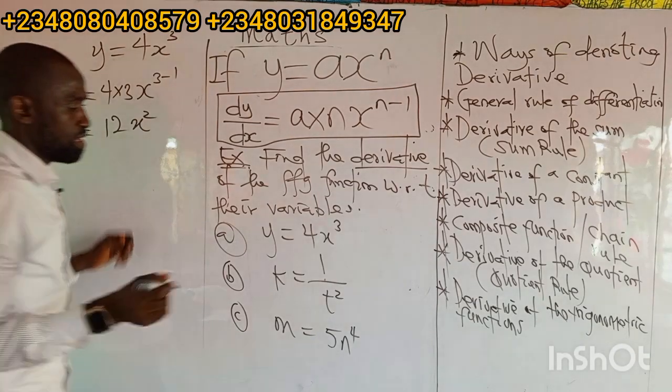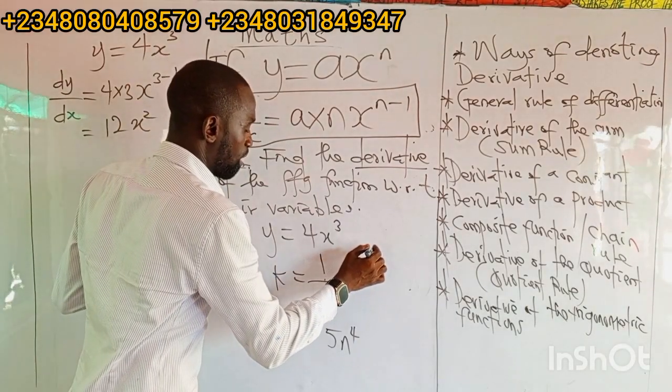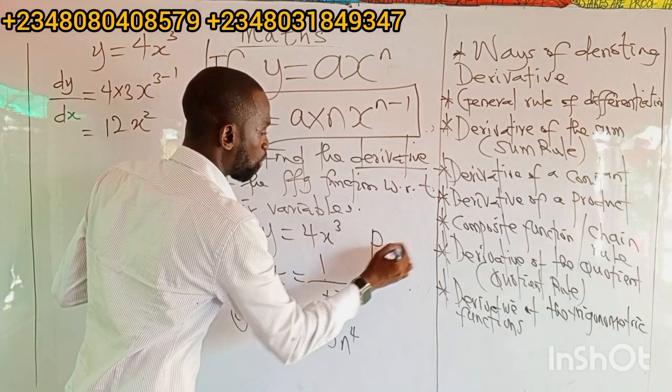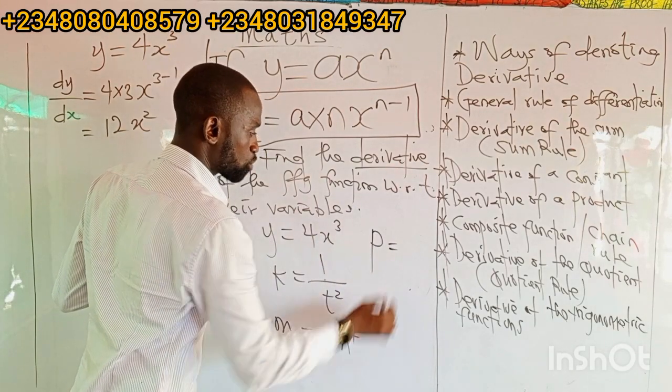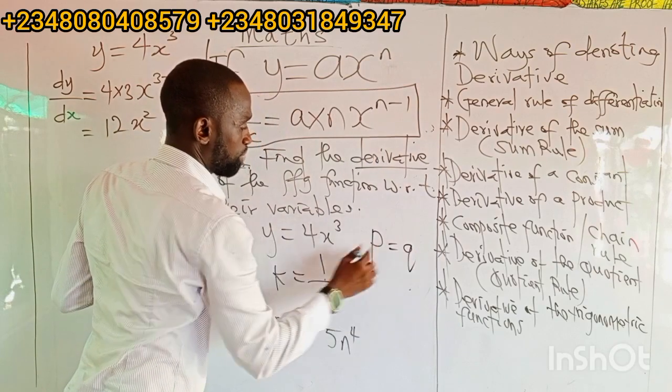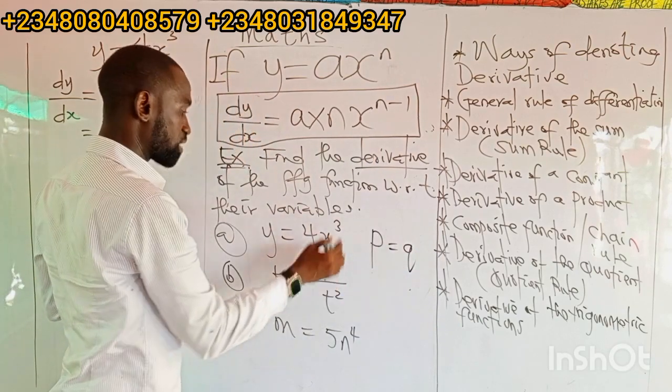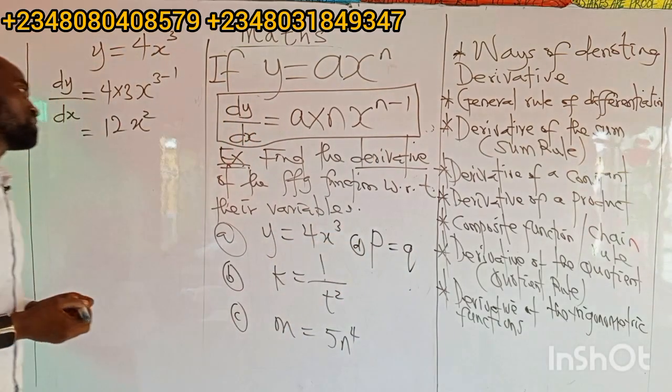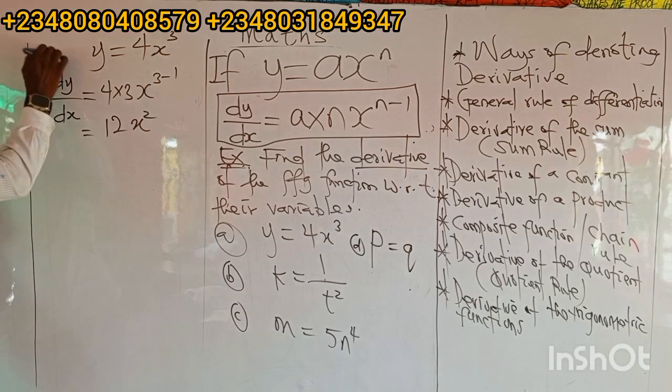Let me add one more. Let us say p equals q cubed. Let's find the derivative of this. This is the fourth one. Look at this, this is the first one.